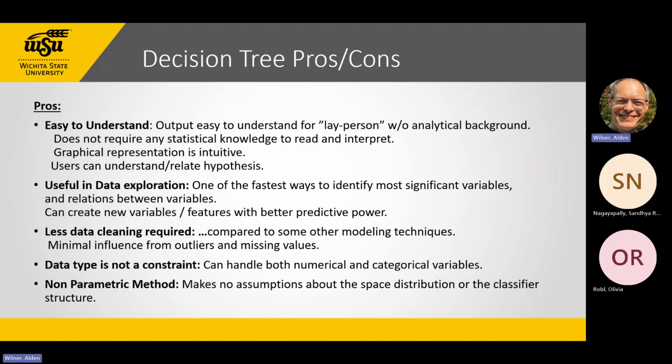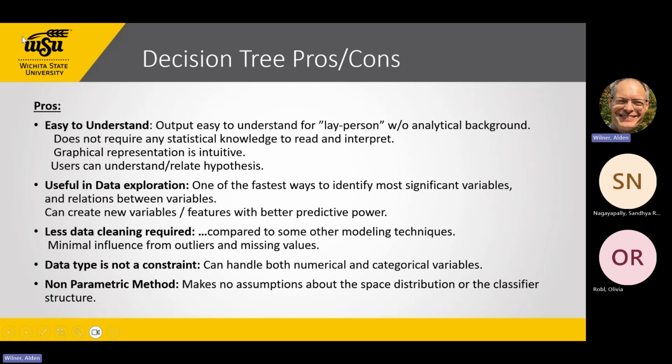So we got pros and cons for decision trees. The first part is that it's easy to understand. We're just doing a flow chart. Yes, no, inside, outside, in group, out group on every decision. A layperson with no analytical background can easily understand and follow a flow chart. Doesn't require any statistical knowledge. When you draw it as a tree, it's intuitive and easy to understand. Your users can understand and relate to the hypothesis that you're making in your testing, right?